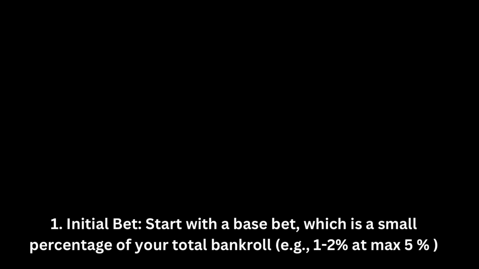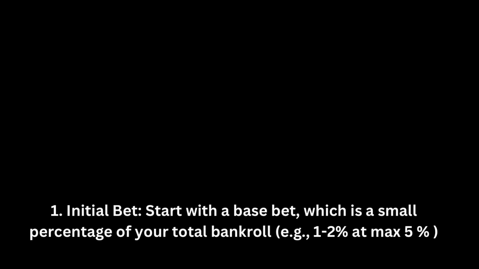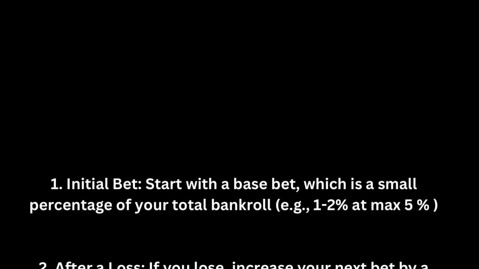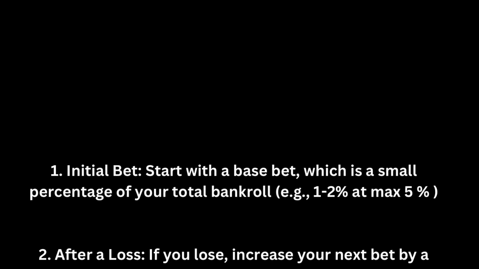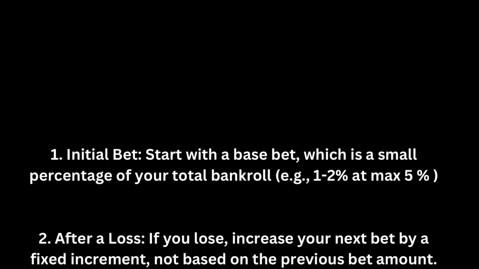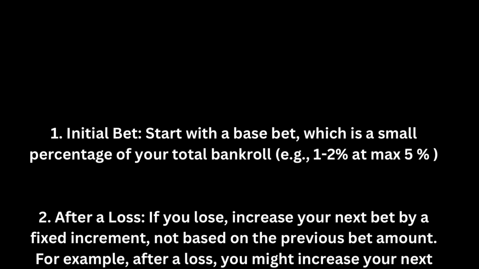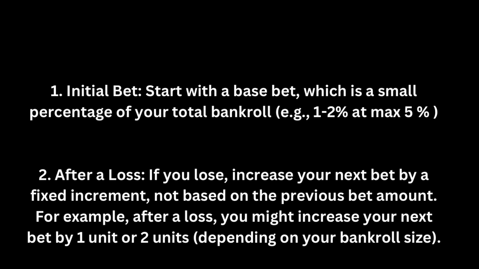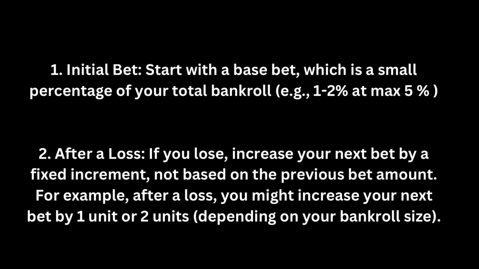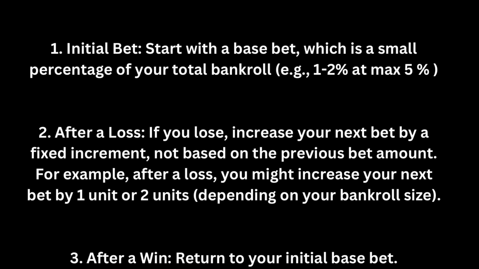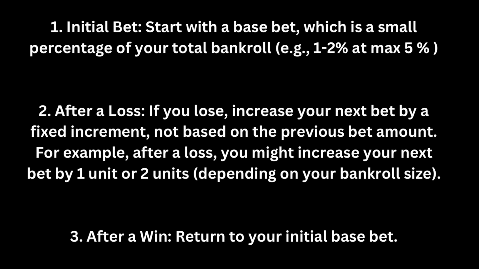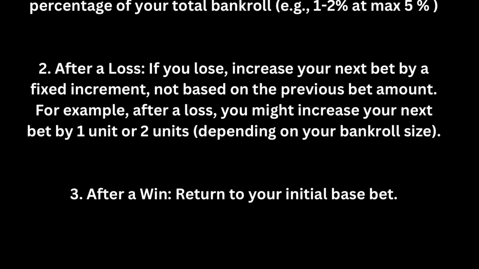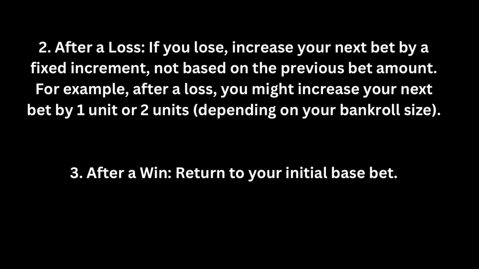1. Initial bet. Start with a base bet, which is a small percentage of your total bankroll, for example, 1 to 2%, at max 5%. Step 2. After a loss. If you lose, increase your next bet by a fixed increment, not based on the previous bet amount. For example, after a loss, you might increase your next bet by 1 unit or 2 units, depending on your bankroll size. Step 3. After a win, return to your initial base bet.